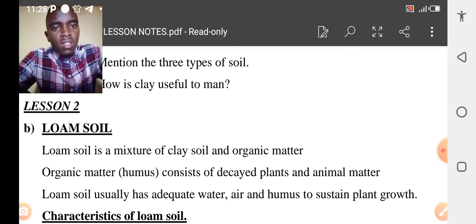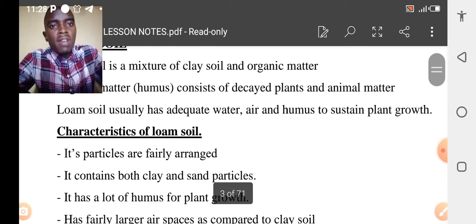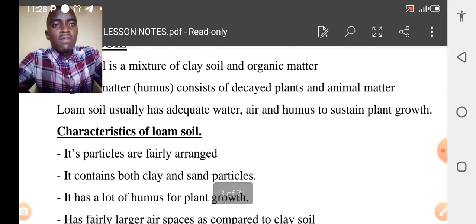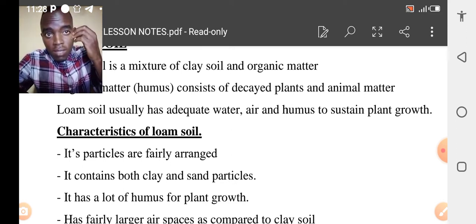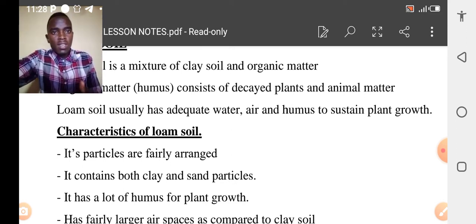So we are going to see the characteristics of loam soil, where its particles are fairly arranged. Means that when you look at the characteristics or properties of loam soil, its particles are fairly arranged. Means that their small particles of soil are not tightly arranged, they are separated.